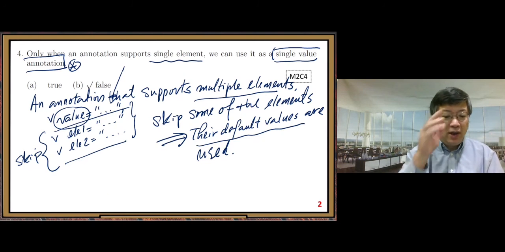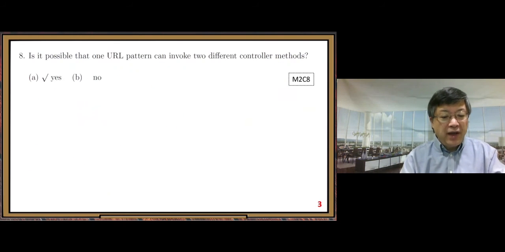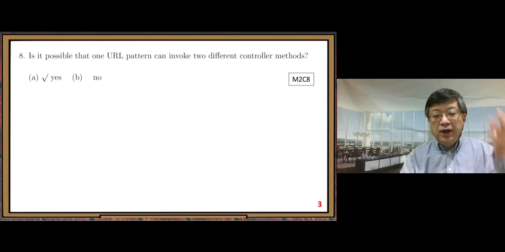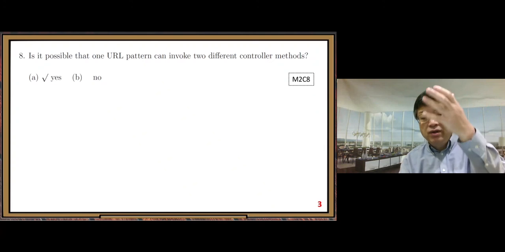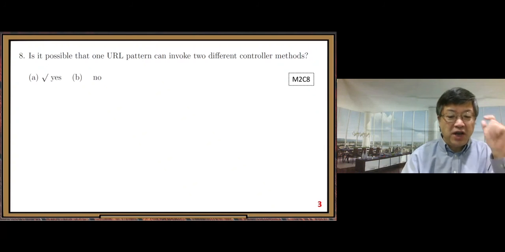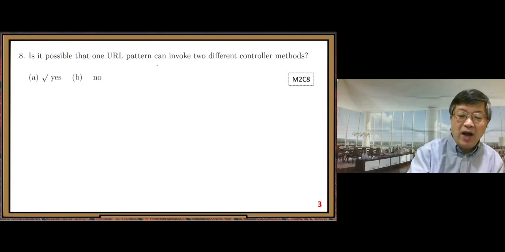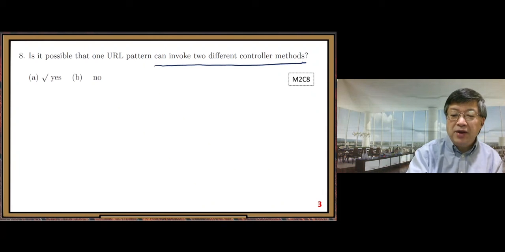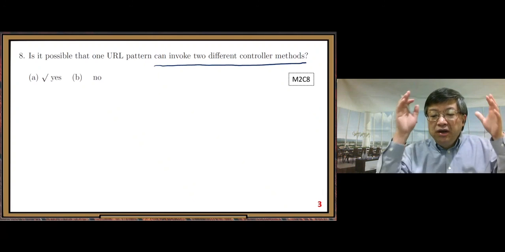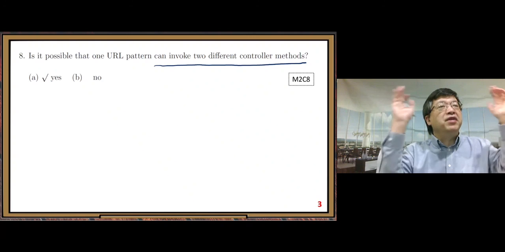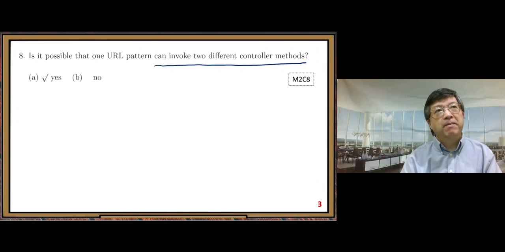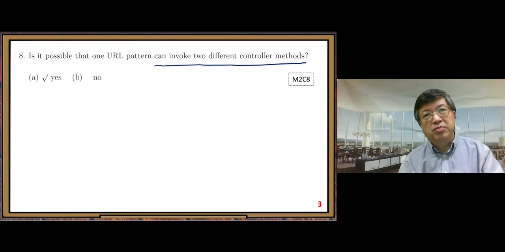Next one, number 8. Is it possible that one URL pattern can invoke 2 different controller methods? Answer is yes. So why? The same pattern you can invoke different controller methods. Now, in my notes, I gave you the answer. So here, let me explain another time.